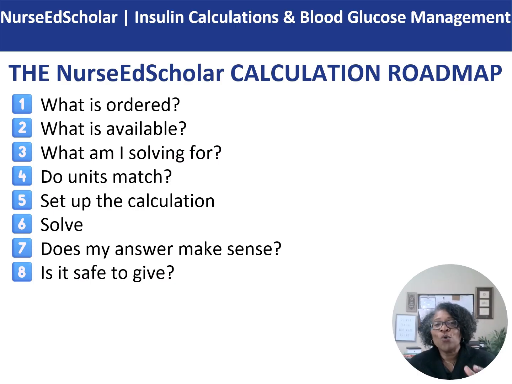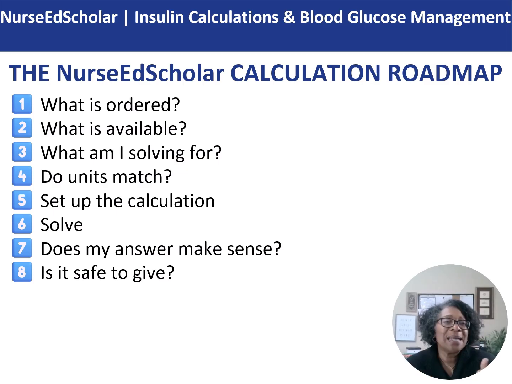All right. So with the other videos, and many after this, I have this calculation roadmap. Now, it doesn't actually all apply to insulin, but you can still kind of use it. With Mr. Rodriguez, his blood glucose was 328, right? So what's ordered? You're going to have some insulin probably ordered, maybe on a sliding scale. What's available typically with a sliding scale may be regular insulin in U100, and we'll talk about what U100 means in a little bit.